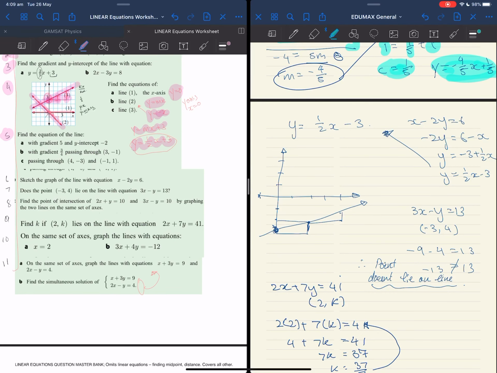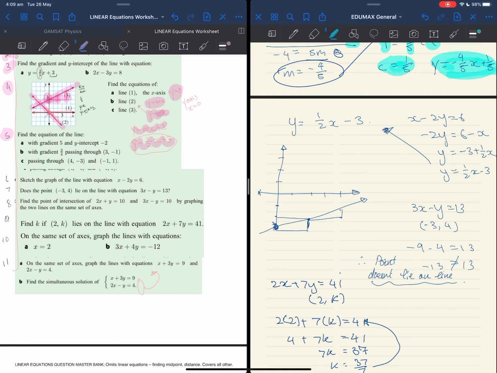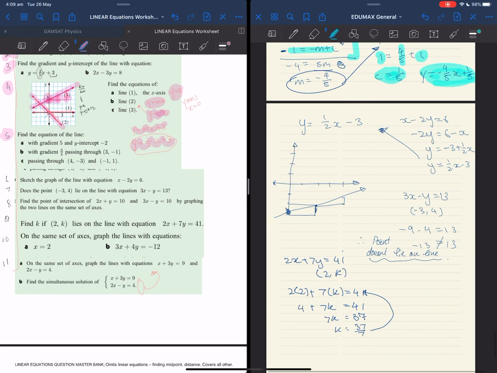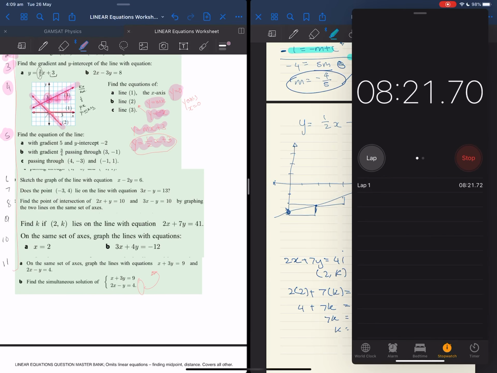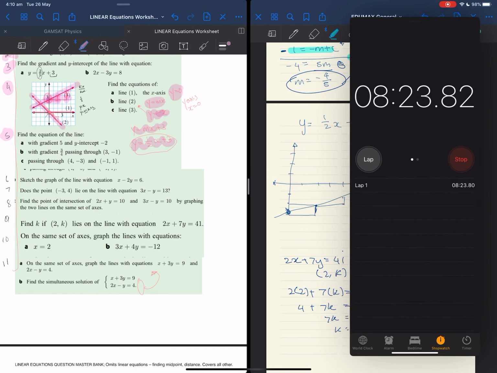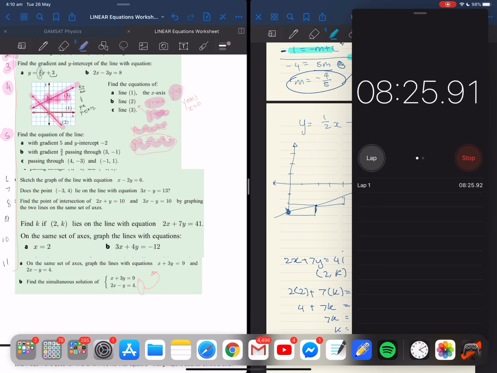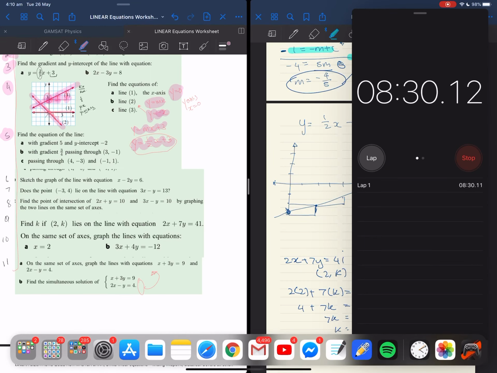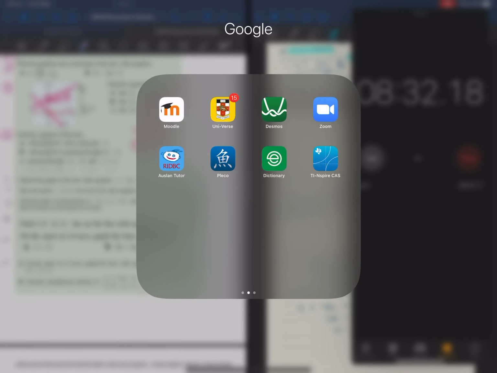So we're done. Sketch the graph. Okay, for sketching, I'm not going to show you guys. I am going to show you guys. Okay, sketching, let me see. Desmos. I'm going to show you guys how to sketch. I hope it doesn't break my recording this time.